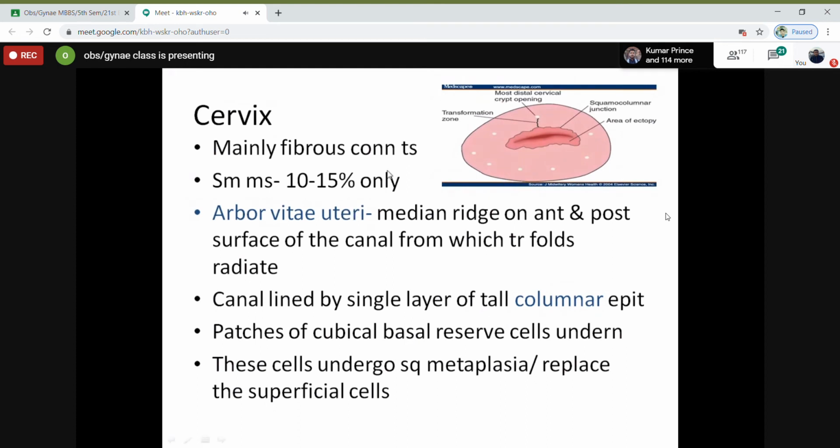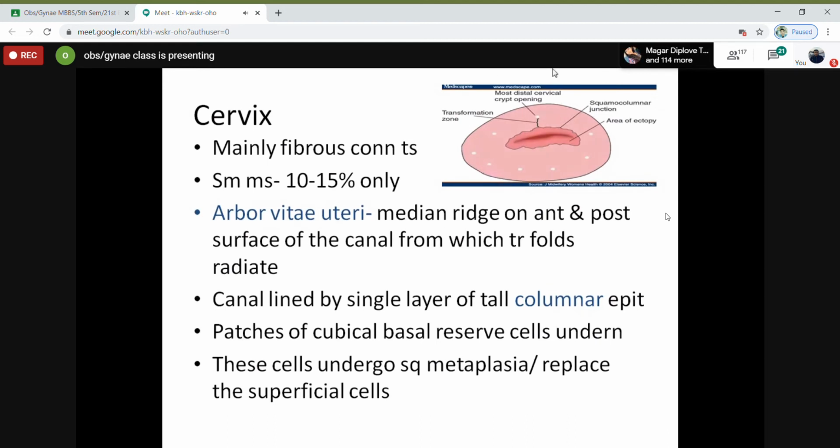So there is something known as arbor vitae uteri. That is the median ridge on the anterior and posterior surface of the canal, from which transverse folds radiate. So that is one property of the cervical canal. The canal is lined by a single layer of tall columnar epithelium. So it has columnar epithelium in the canal.